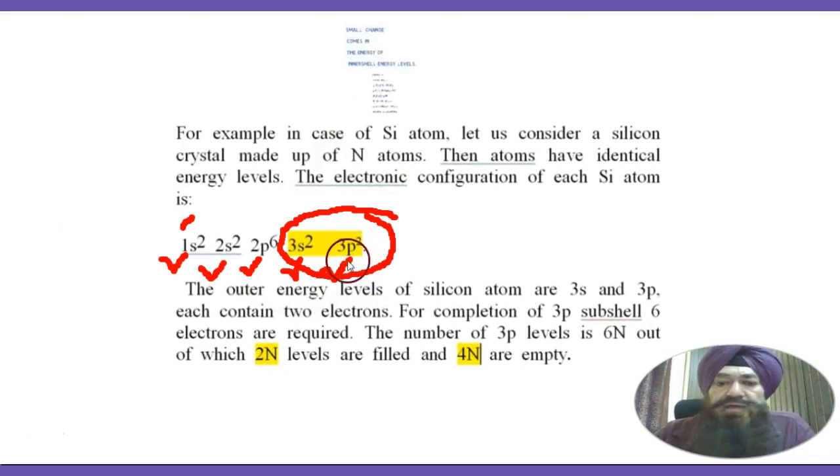And if there are n atoms, then how many levels? 8n levels total. So 3p levels are 6n because there are n atoms, and 2n levels for 3s. Total 6n and 2n, 8n. Out of the 8n, 4n are filled and 4n are empty.